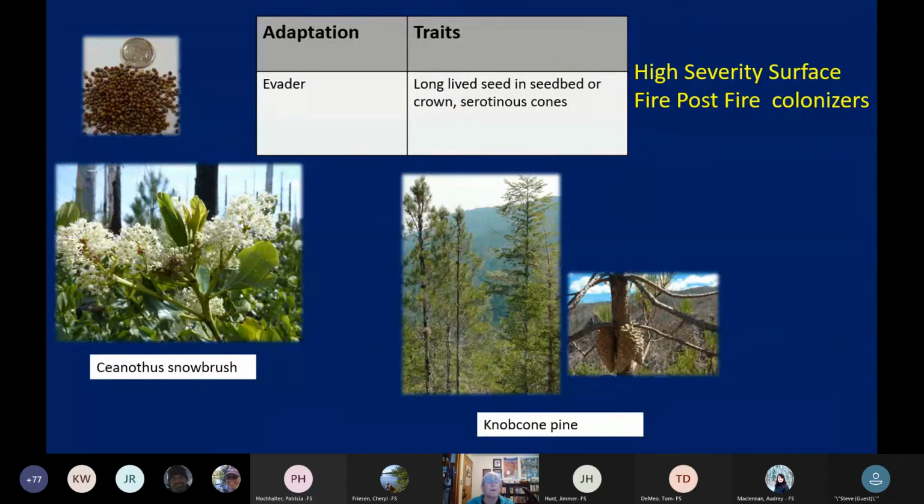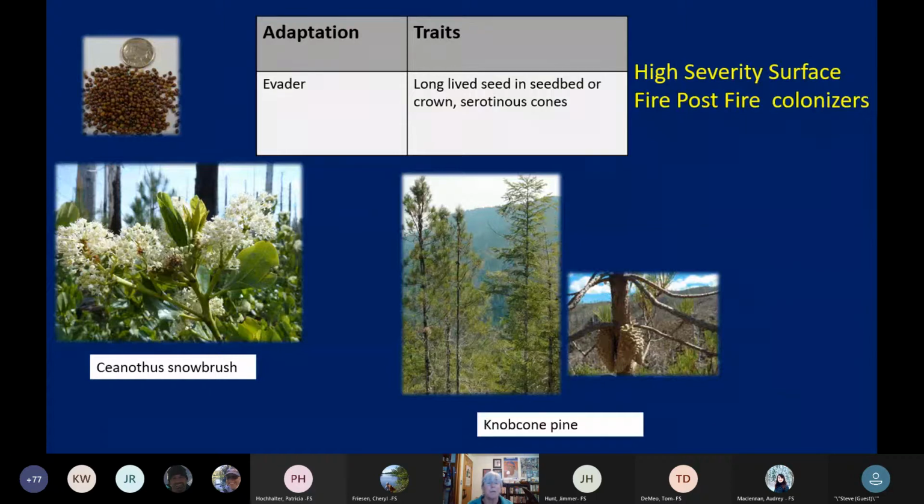And then we have evader species like Ceanothus, which has seeds that exist in the soil for long periods of time and actually require some kind of heat scarification to germinate. So they're able to take advantage of the post-fire growing space immediately.